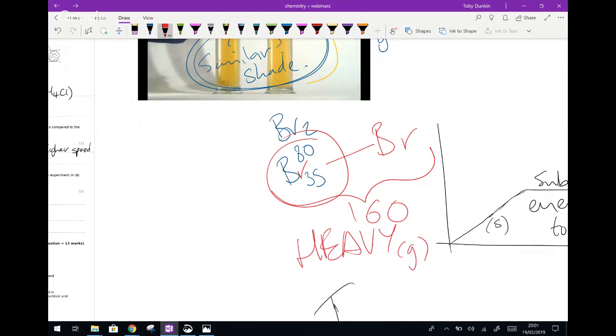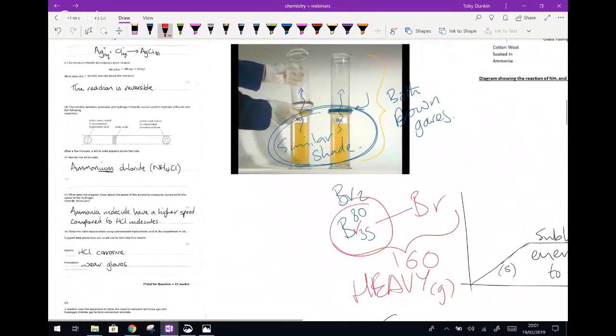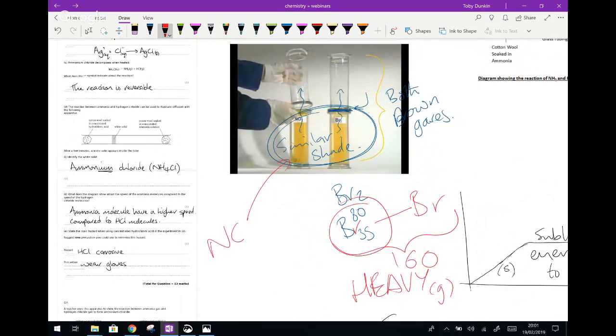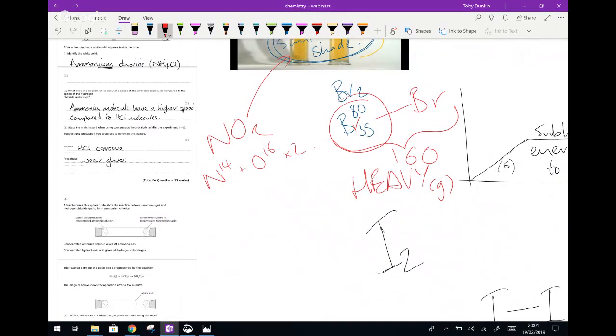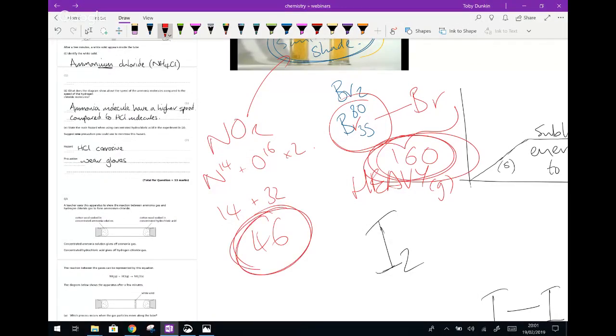Like the state symbol. Love that. Okay, next one. We've got nitrogen dioxide, another brown gas. This time, nitrogen at 14 plus oxygen at 16 times by 2. So 16 times 2 is 32 plus 14 is 46. My terrible maths there. 46. Guys, look at the comparative weights.